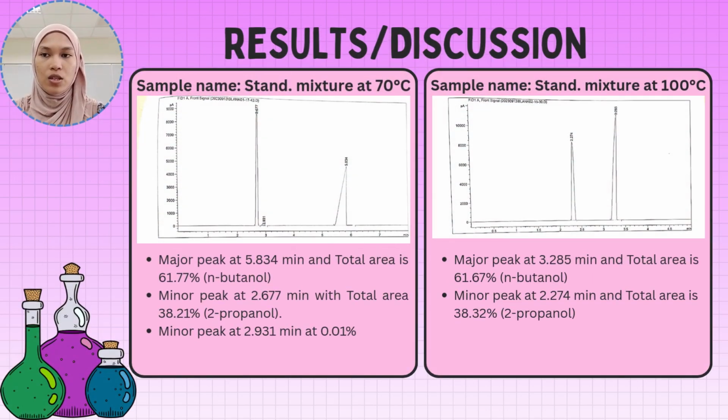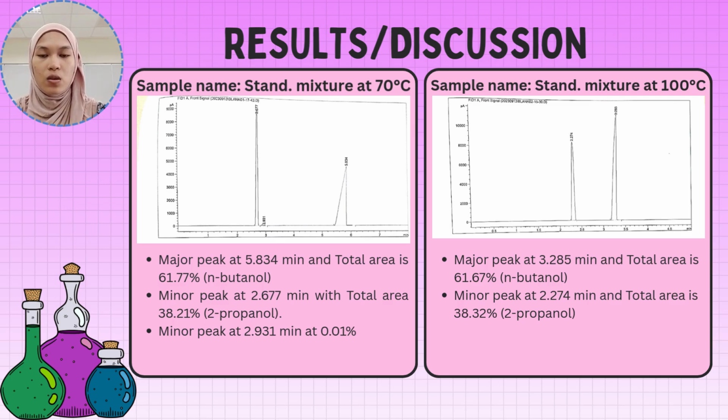Next, the slide shows the chromatogram of the standard mixture analyzed at 70 degrees Celsius. There were two main peaks observed. The first peak is at 2.677 minutes with a total area of 38.21%, which corresponds to 2-propanol, and the second peak is at 5.834 minutes with a total area of 61.77%, which corresponds to N-butanol.